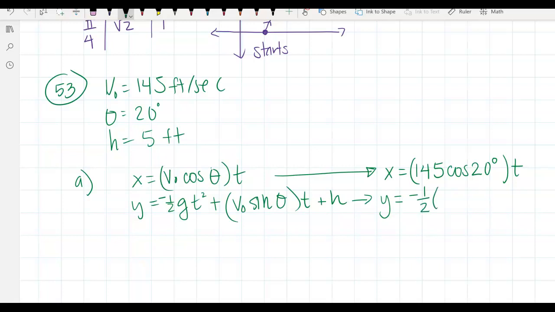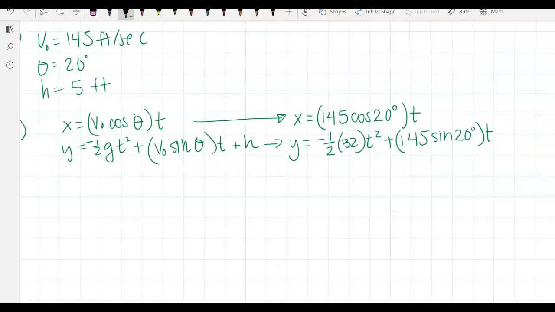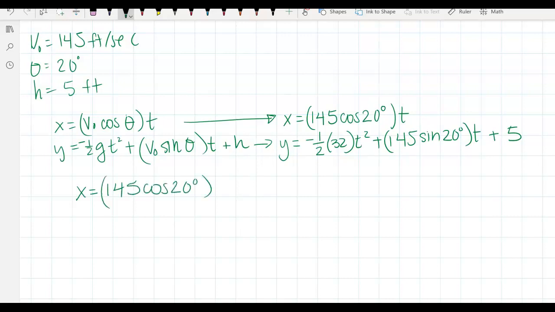32 because it is in feet. And then your t squared stays. And then this one is sine. So 145 sine of 20 degrees times t. And the h value, Katie, for this question is? 5 feet. Perfect. Now, students, without a calculator, you can leave the 20 degrees as is, okay? So if you don't have a calculator, you can leave it in that form. The y is now -16t squared plus 145 sine of 20 degrees times t plus 5.